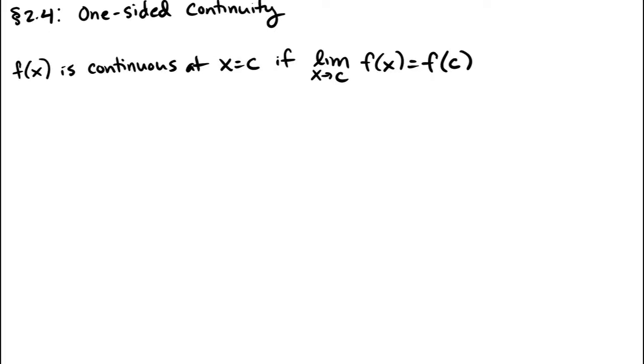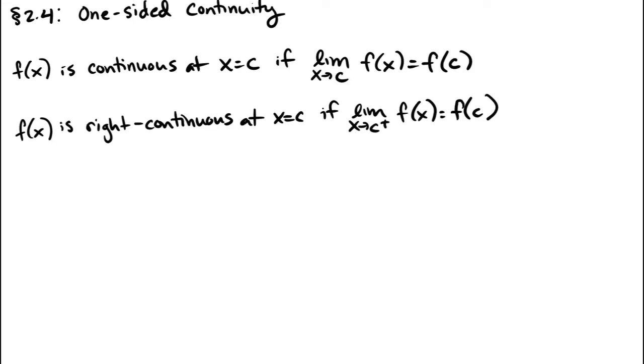This is going to be a quick video with just a little more notation about continuity. We said that f(x) is continuous at x equals c means that the limit of f(x) as x goes to c exists and it equals f(c). Similarly, we can define one-sided continuity using one-sided limits.